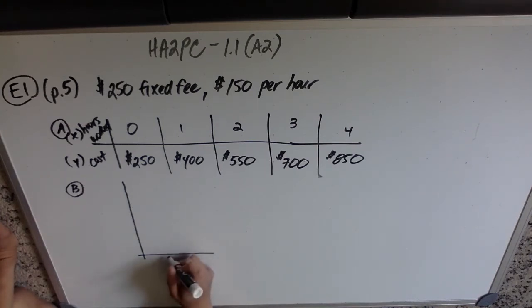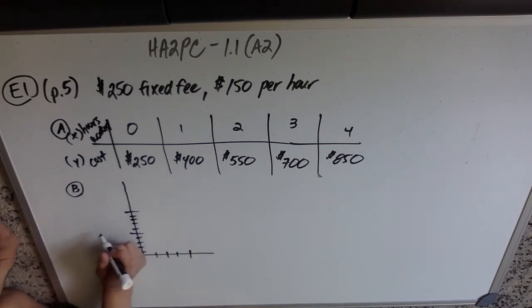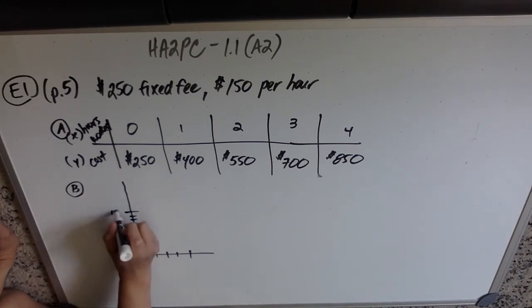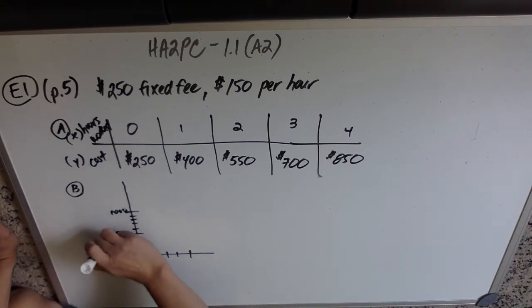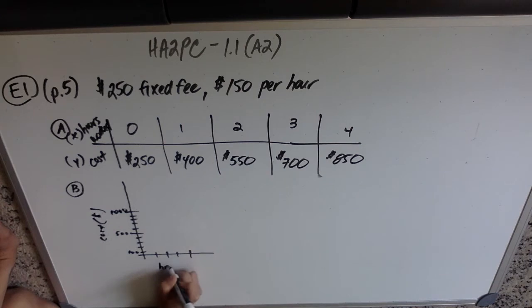Okay, so we went up to 4, so 1, 2, 3, 4, right? Let's just do that. So I'm going to make this go by hundreds, right? So this is 100, that would make this 500, that would make this 1,000, okay? And this is going to be cost in dollars, and this is going to be hours worked, okay?